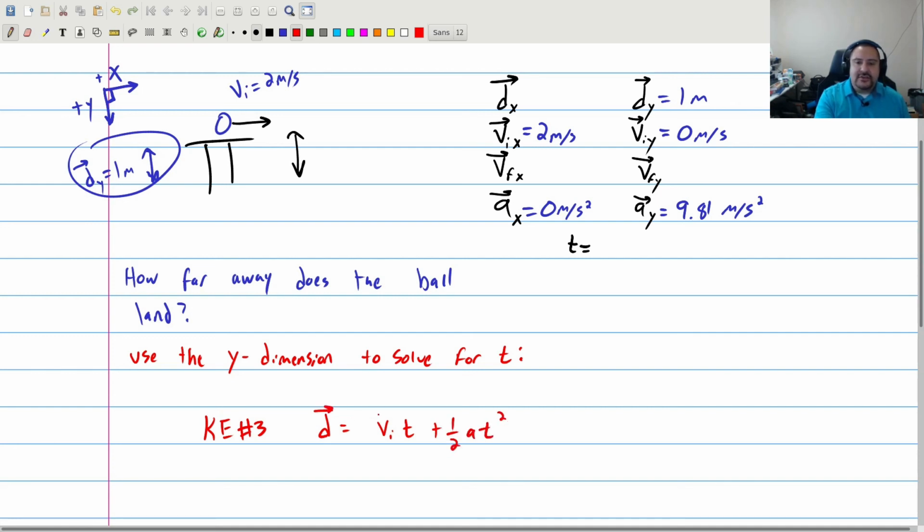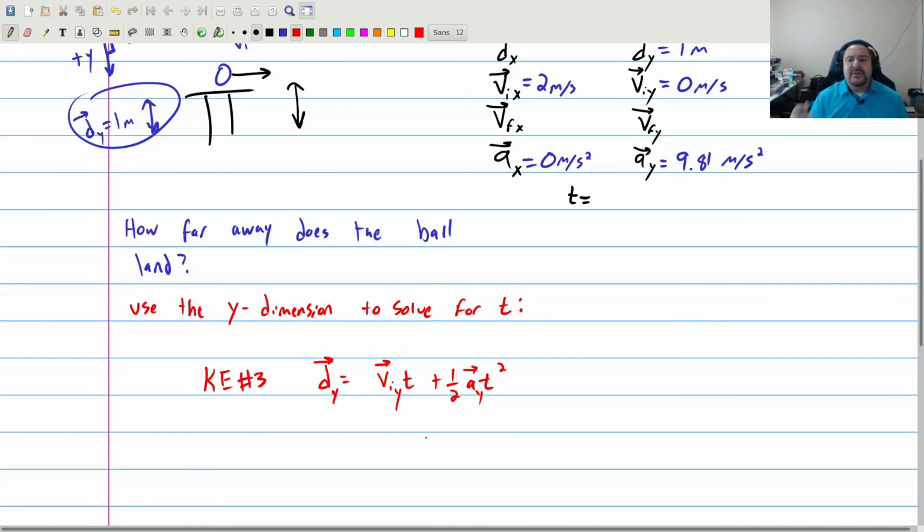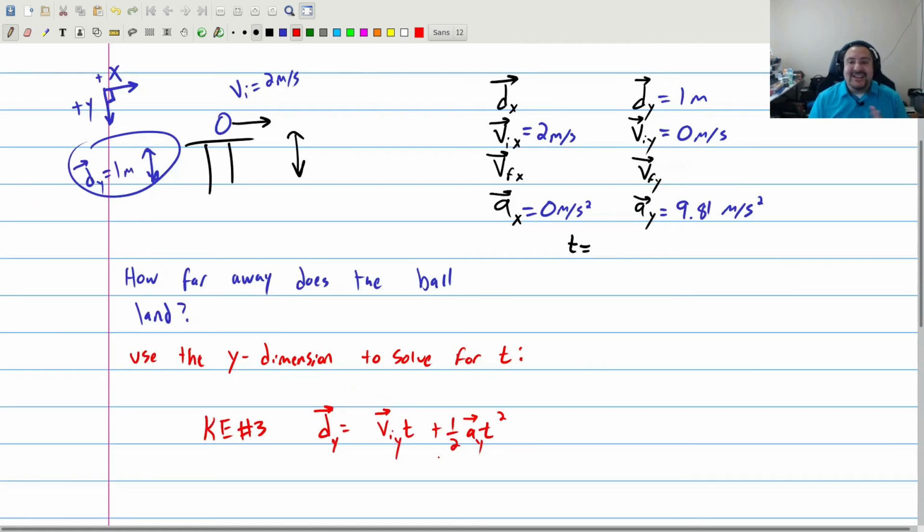These are all vectors, which means I need to be careful about this. Am I using this in the x direction or the y direction? We're using this in the y direction, so I'm going to put little subscript y's on each of these vectors. Now it looks a little bit more intimidating, but don't get worried. Those y's are just reminders that you can't mix these with the x variables. So nowhere in here should we see this 2 meters per second. We can't substitute that into this equation. We can only use the y variables in order to solve this equation.